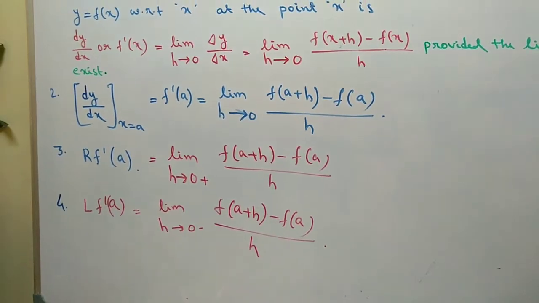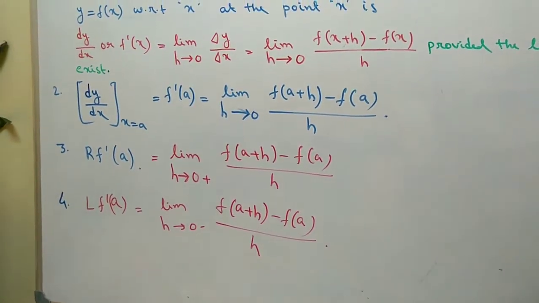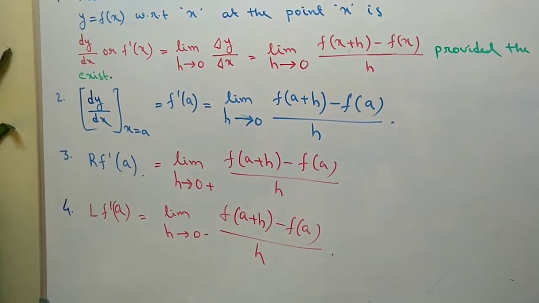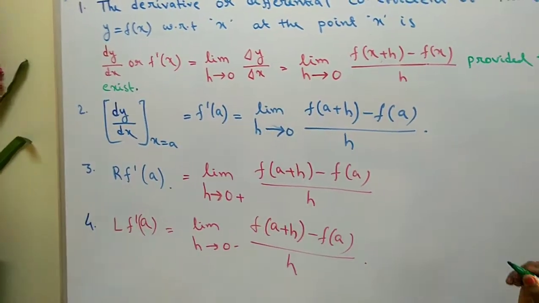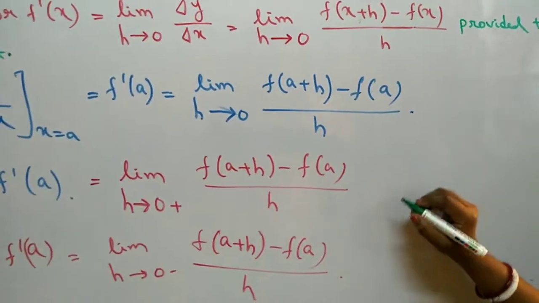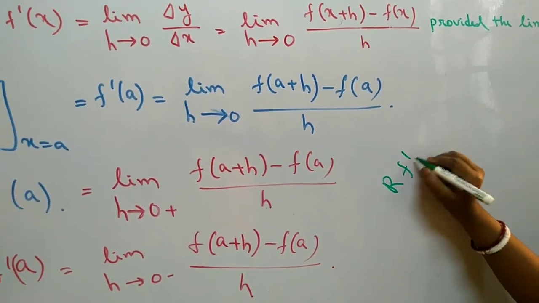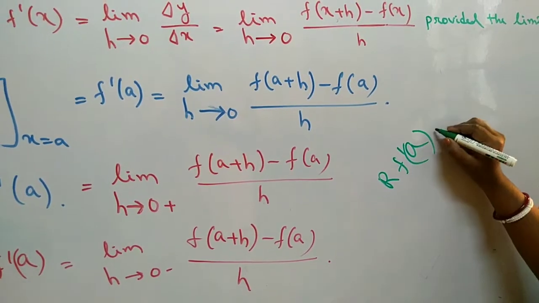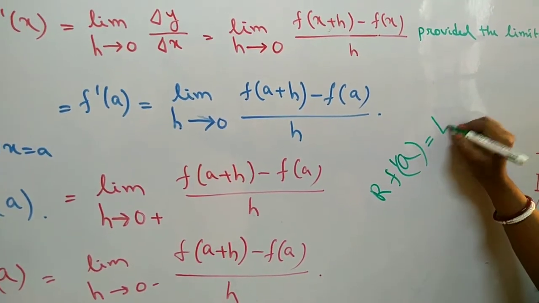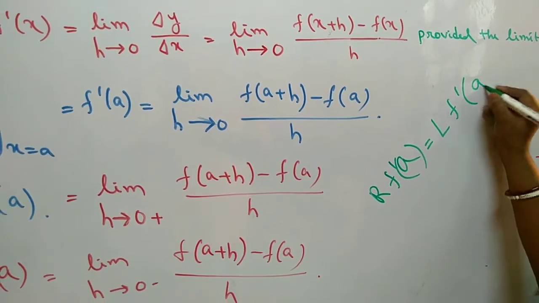Now when these two derivatives, R f'(a) and L f'(a), are equal, we can say that the derivative f'(a) exists. So when R f'(a) equals L f'(a), then f'(a) exists.